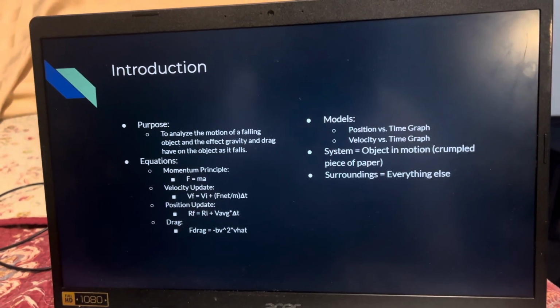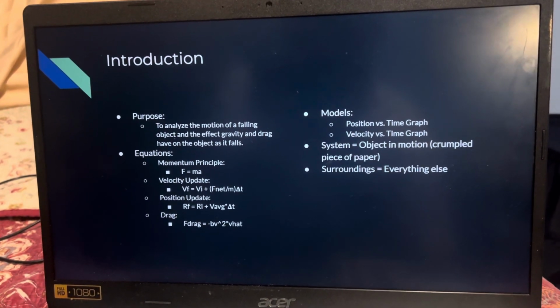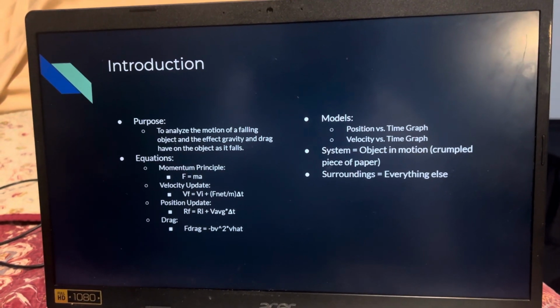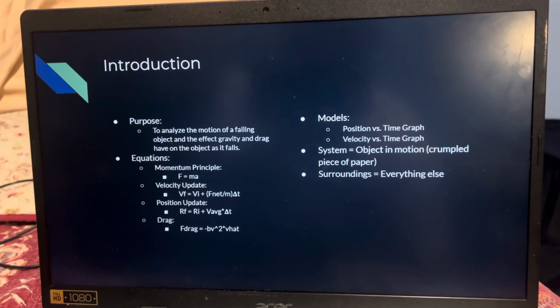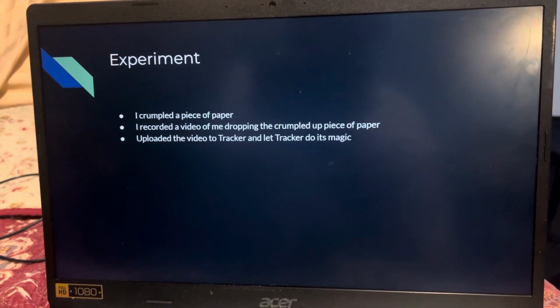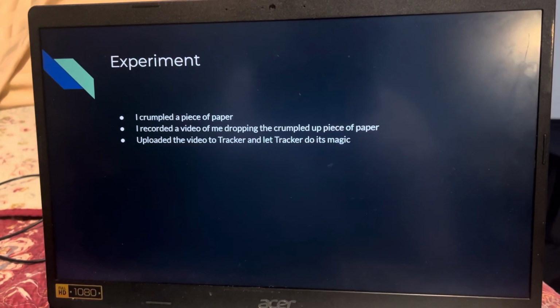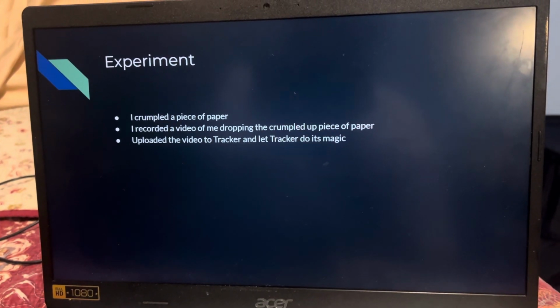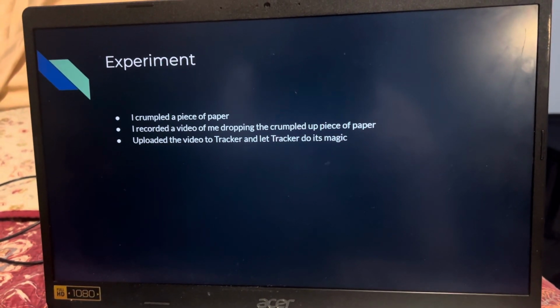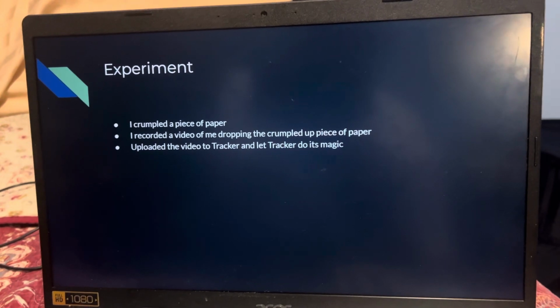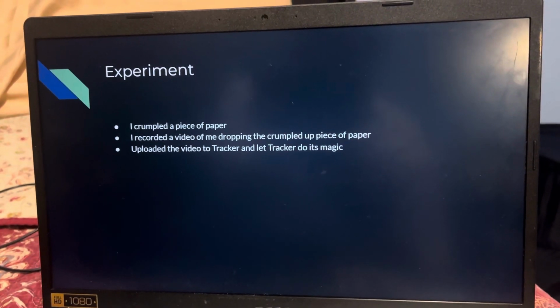Then the models were a position versus time graph and velocity versus time graph, and the system was the object in motion, which in this case was a crumpled piece of paper, and the surroundings was everything else. So for the experiment, it was pretty simple. I crumpled up a piece of paper and I recorded a video of me dropping it and uploaded it to Tracker and let Tracker do its magic and just continued on with the code.